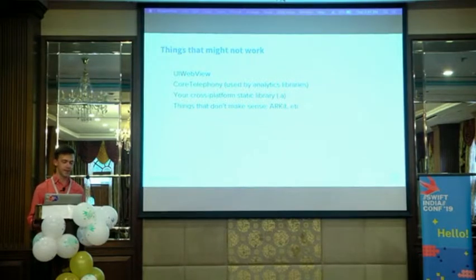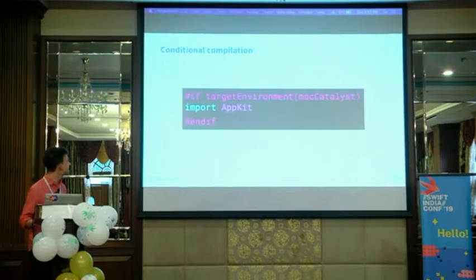If you use cross-platform static libraries in your app, like .a's, generally you probably won't be compiling them for x86, which means you might run into link errors. And then you also don't have access to things that don't make sense on Mac, like ARKit, for example. So the question is, if you don't have access to some of these things, how do you maintain one code base and sort of conditionally compile everything?